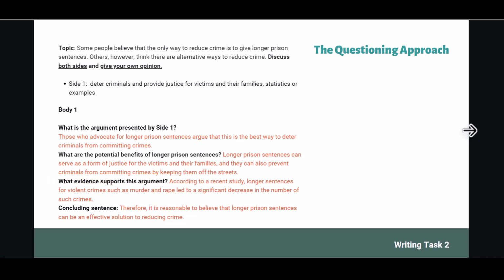The concluding sentence of the paragraph should connect the discussed points to the thesis statement of the essay, reinforcing the idea that longer prison sentences can be an effective solution to reducing crime. Therefore, it is reasonable to believe that longer prison sentences can be an effective solution to reducing crime.